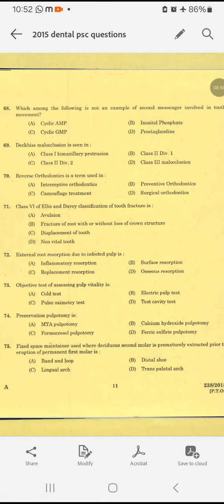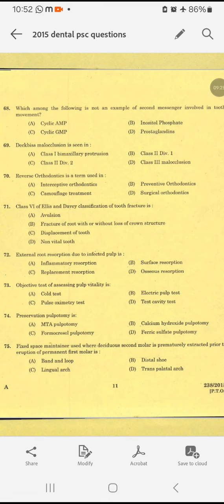Okay. Question number 68. Which among the following is not an example of second messenger involved in tooth movement? Cyclic AMP or inositol phosphate or cyclic GMP or prostaglandins? Stress the word not an example of second messenger. Prostaglandin is not a second messenger. 68D. Prostaglandin is not a second messenger in tooth movement. Cyclic AMP, inositol phosphate, cyclic GMP, all these are second messengers.